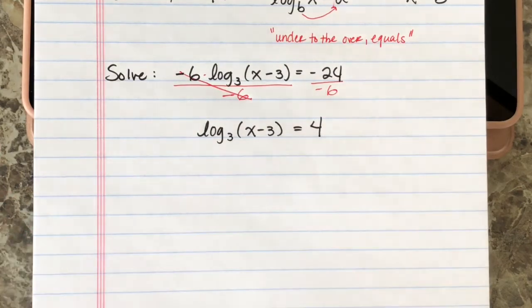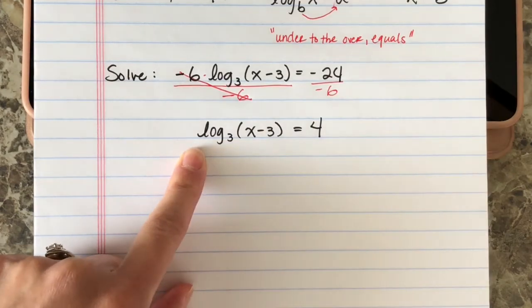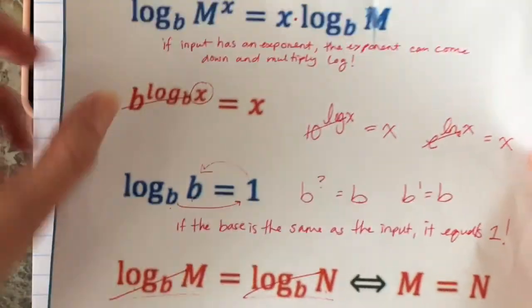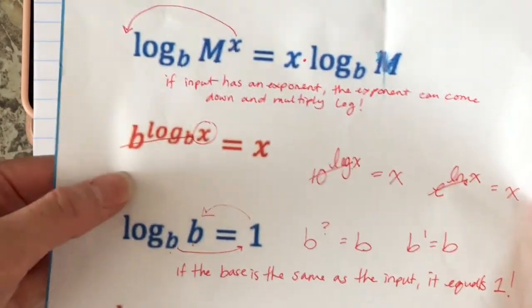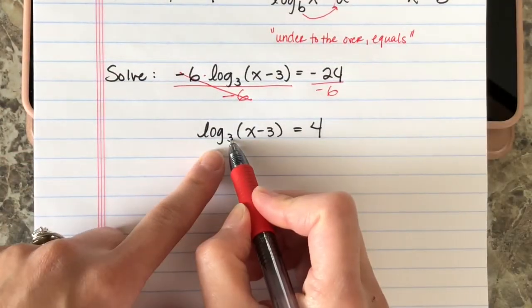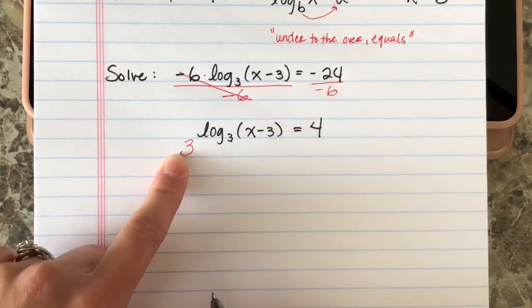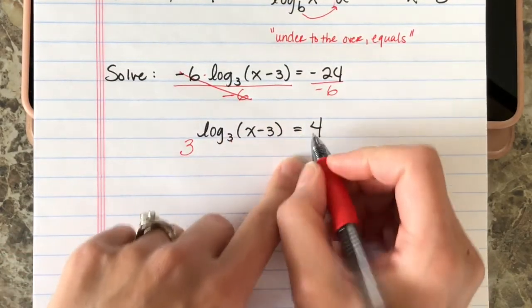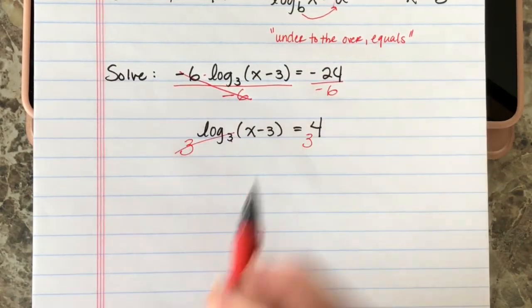Now, if I'm ever moving too fast for you, just pause the video, take notes, or go ahead and rewind and rewatch. All right, now I notice that this log is isolated on that side of the equal sign, which means I can go ahead and use this rule to get the input out of the input to get it isolated. So I notice my base is 3. I'm going to raise that from the power of 3. What you do to one side, you do to the other. So this is going to be 3 to the power of 4.